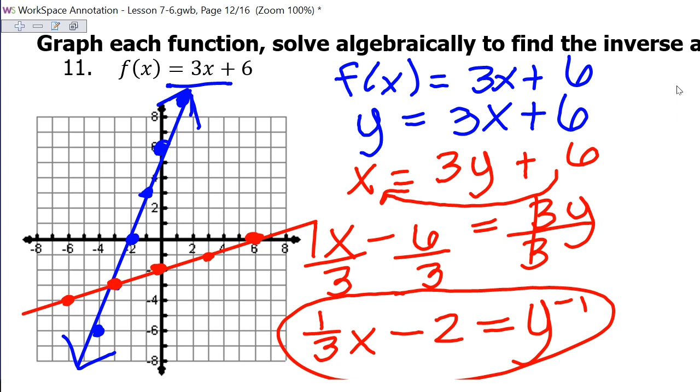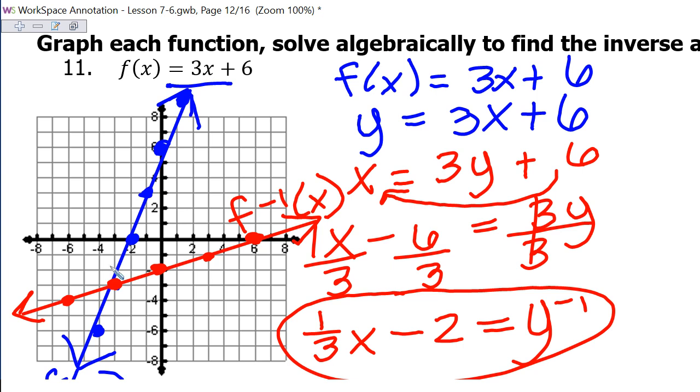And I probably should have done some labeling. The red one is f inverse. And the blue one is that original one, f of x. Yes, you need to label. You need to label. So there's f of x, there's f inverse.